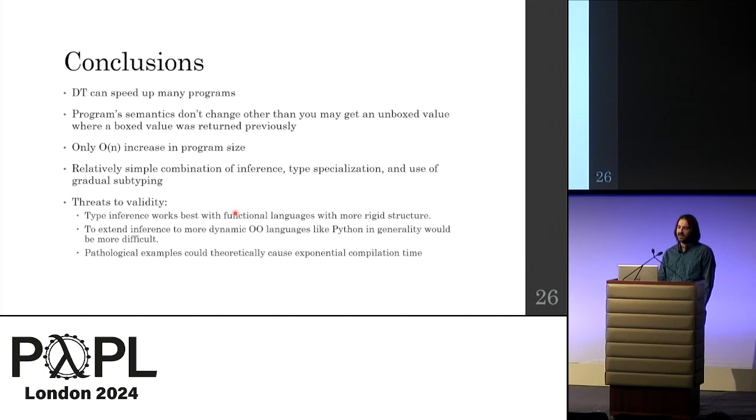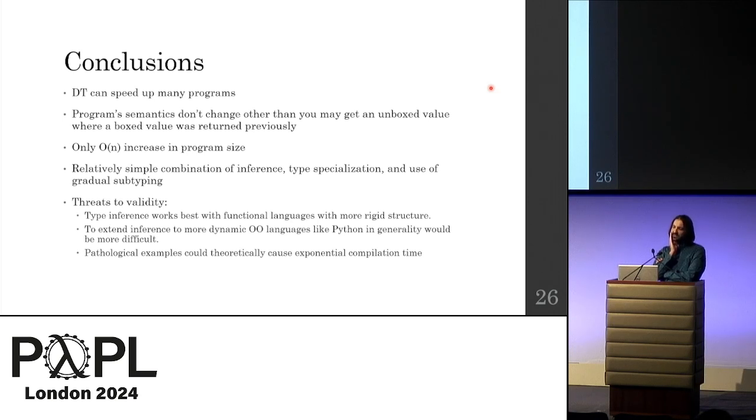The program semantics don't change, so it always blames the same. It always returns the same value, either tagged or untagged. You only have an O(n) increase in program size. I think it's a relatively simple combination of inference, specialization, gradual subtyping, and some constraint solving procedures. However, there are some threats, I think, to its use in generality.